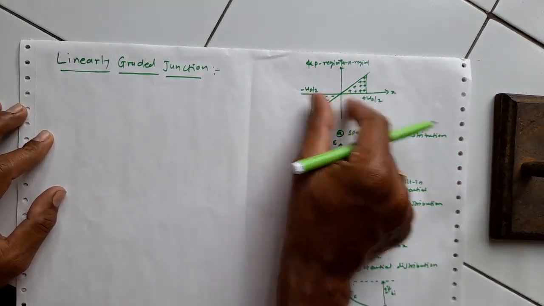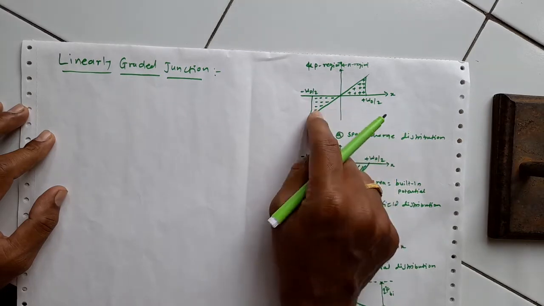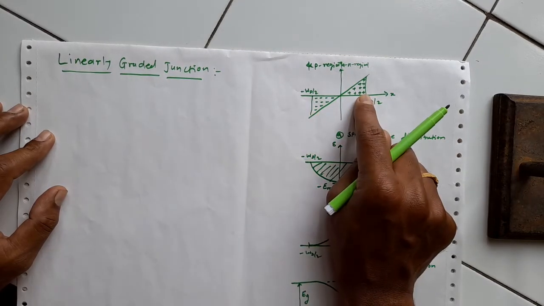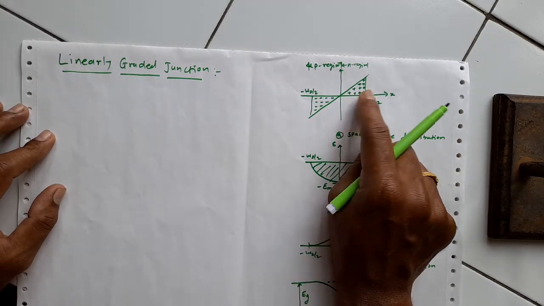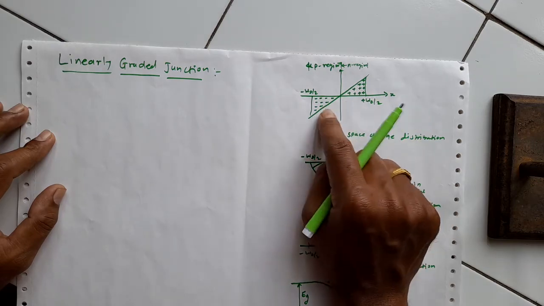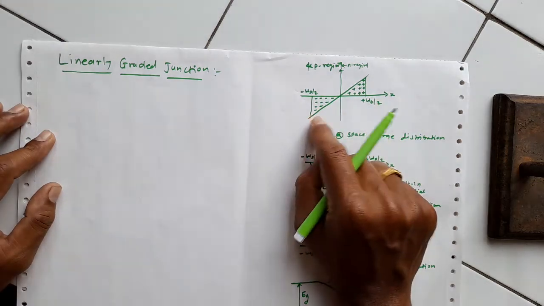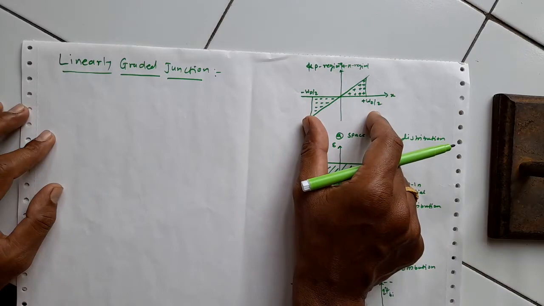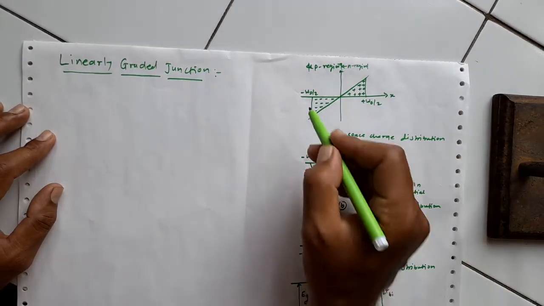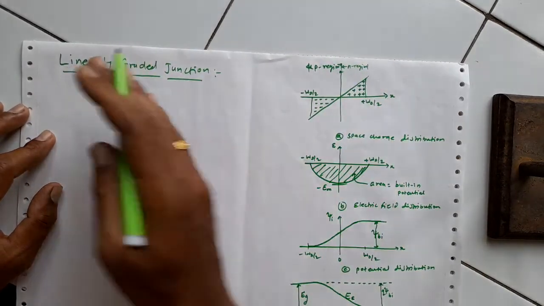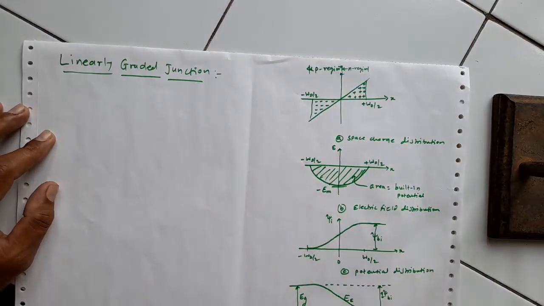Now this is the N region and the P region. These are the impurities on the P side region, and these are the impurities on the N side region. The width of the depletion region is WD, so on the P side it is minus WD by 2, because we are considering the center as 0.